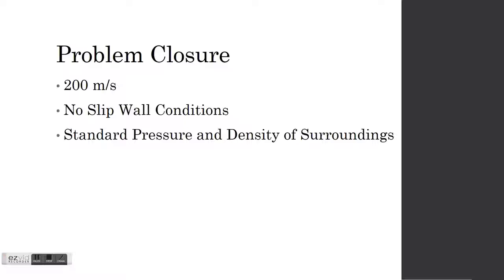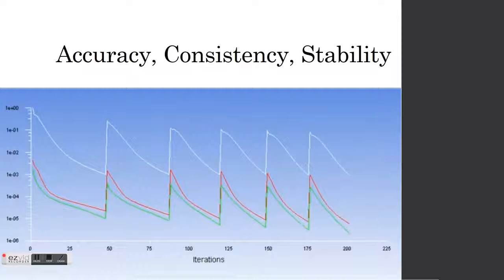To close the problem, the boundary conditions were defined by adding an inlet velocity of 200 meters per second and applying a no-slip condition on the wing surface itself. Standard pressure and density conditions comprised the surrounding environment.